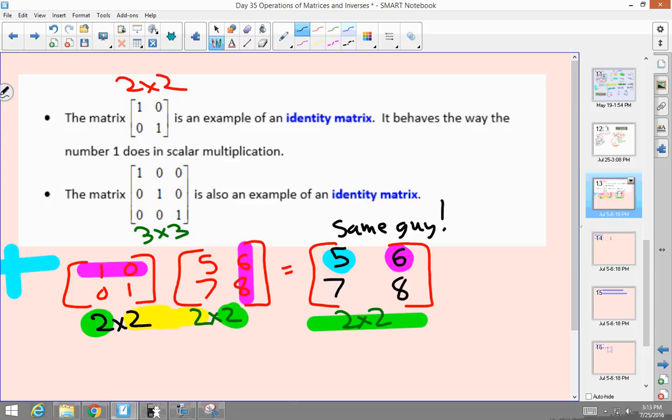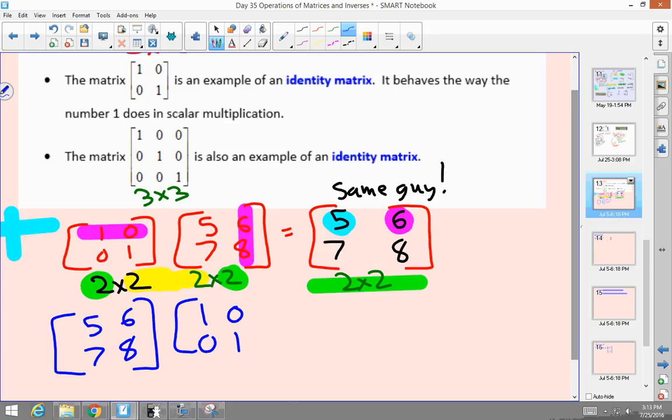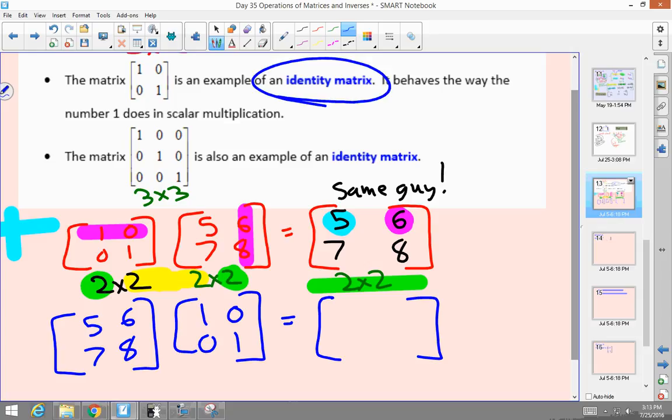Okay? And what's further nice is if you try to do it backwards and you did 5, 6, 7, 8 by 1, 0, 0, 1. When you multiply it this way, and I've told you before, order matters with matrices. Yes, it does matter, unless you're multiplying by an identity matrix. This would still get you 5, 6, 7, 8.